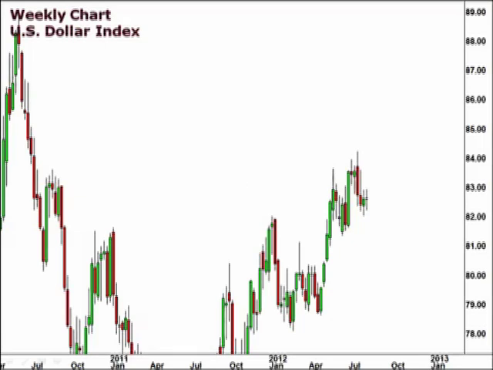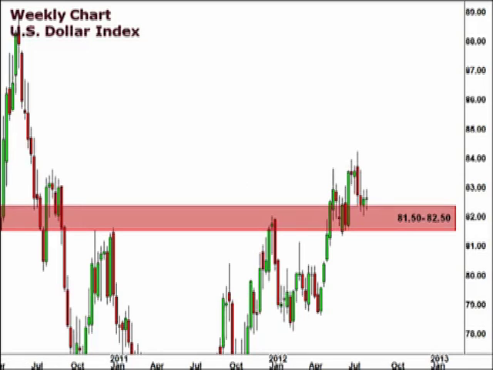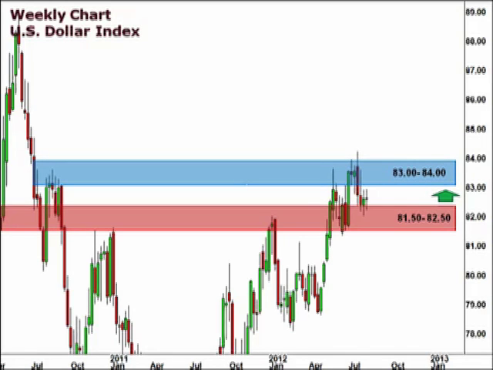Let's start off with a look at the weekly chart of the US dollar index. This is a great way to gain perspective as to how the US dollar has been trading against a basket of currencies. While 82.5 remains a strong support for the dollar index on our weekly chart, as long as it holds, we anticipate a move higher into this 83-84 resistance zone.